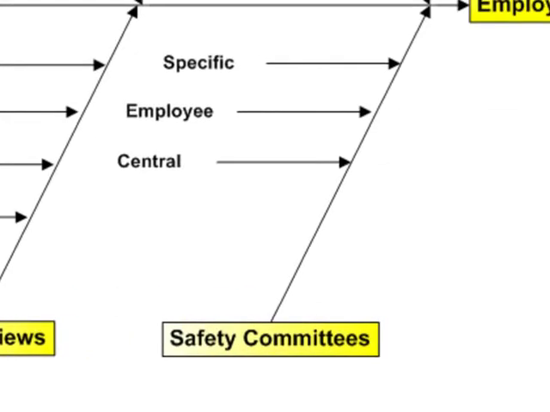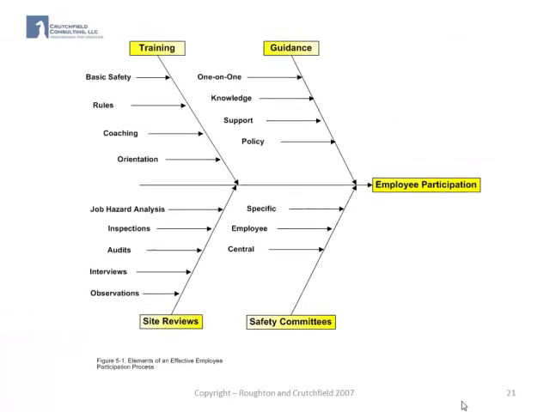Then if you use a safety committee, it could be a specific committee to address targeted areas of risk and hazard. Employee general committees, which assist in the full safety management system, and then the central committee, which coordinates all the subcommittees and assures things continue towards your objectives. So that's a cause and effect diagram for employee participation.